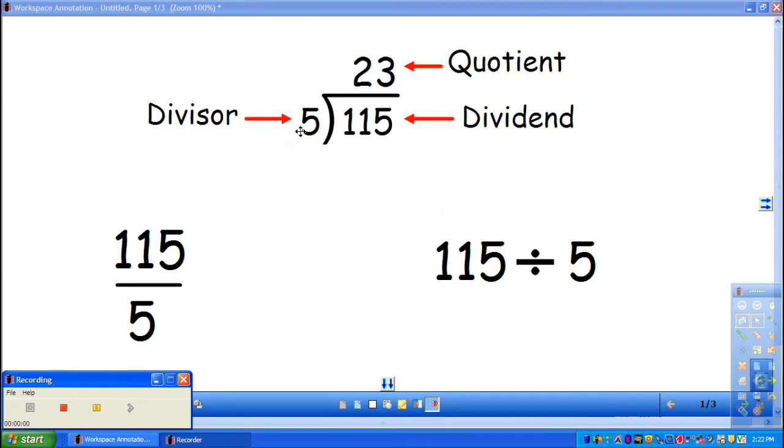The divisor is the number that is doing the dividing. The dividend is the number that's going to be divided. And the quotient is the answer when you finish a division problem.